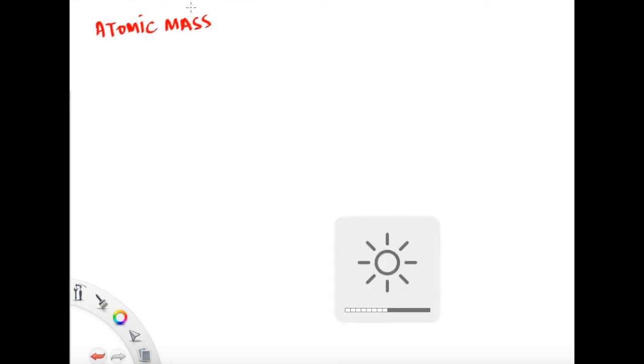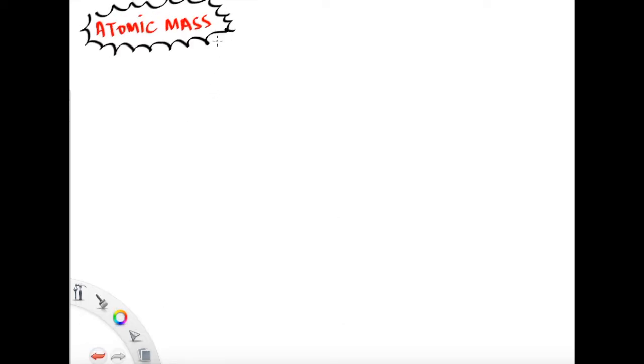Today we will be talking about atomic mass. Atomic mass, as the name suggests, is nothing but the mass of a particular atom. Let us consider a hydrogen atom. It has an atomic number of 1 and mass number of 1.